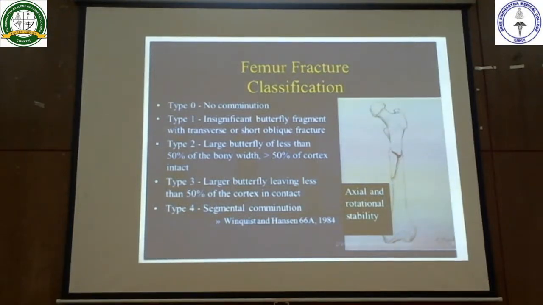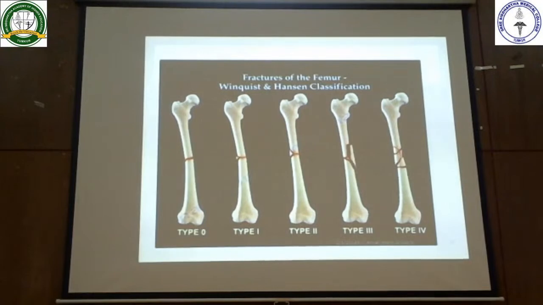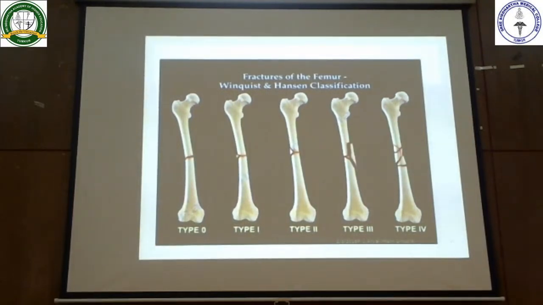Type 2 is a larger butterfly fragment, but less than 50% of the bony width, with more than 50% of the cortex intact. I'll just show the diagram there. So you can see the picture here that clearly shows the size of the butterfly fragment.